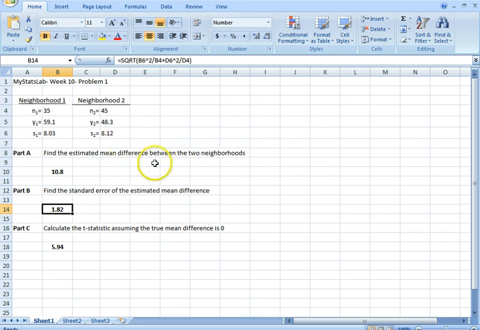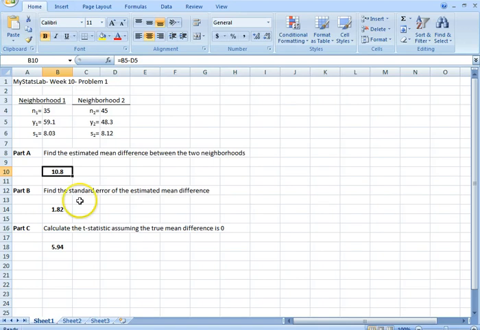So in this problem, the first question, part A, asks you to find the estimated mean difference between the two neighborhoods. So this is just the difference between the two means. I know my formula here is just B5 minus D5, and we find that the mean difference between the two neighborhoods is 10.8.